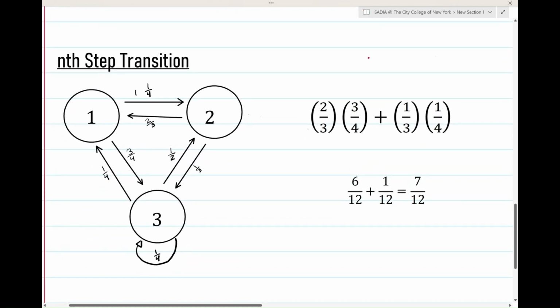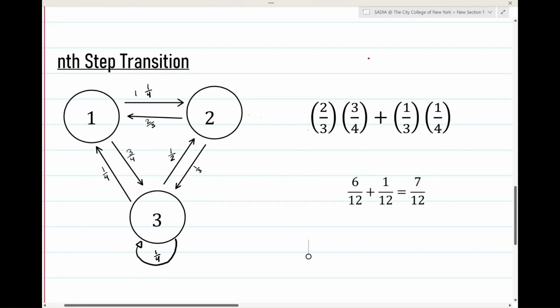But what is nth step transition? It's basically the probability of going from one state, let's call it I, to another, let's call it J, in n steps. Right here. So let's think of one situation, let's say going from state 2 to state 3 in 2 steps. Can you think of ways you could do that?